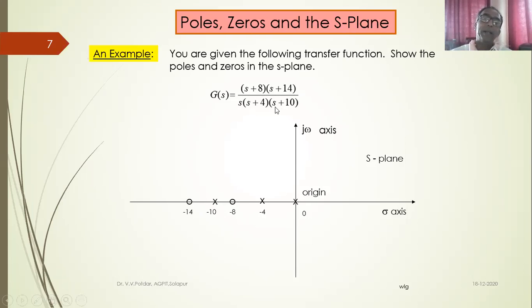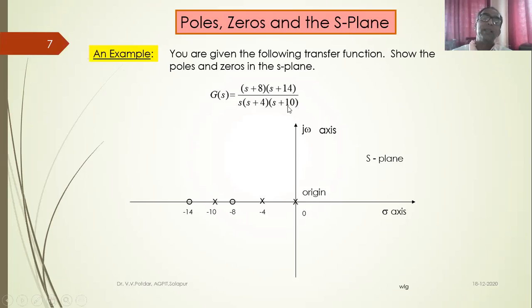Now, the denominator. S equal to 0 makes the denominator 0 and makes this ratio infinity. So this is the first pole: at S equal to 0, I got the first pole. Poles are represented by a cross and zeros are represented by a hollow circle. So the first pole is at S equal to 0. The second pole is at S equal to minus 4, because S equal to minus 4 makes the denominator 0 and the ratio infinity. I put a cross at minus 4.